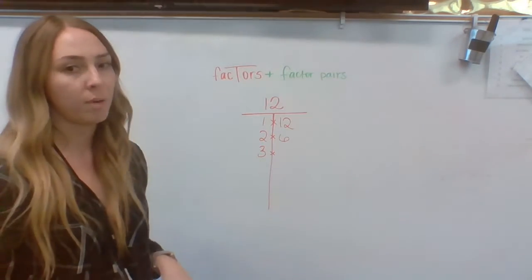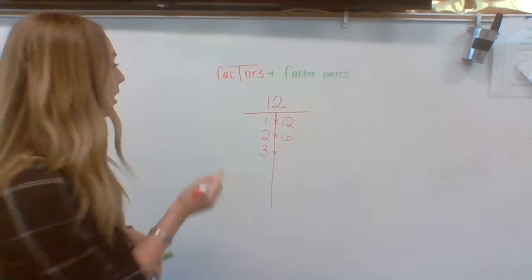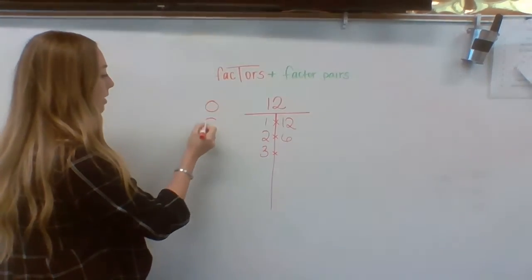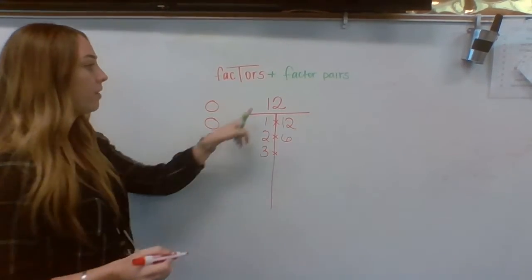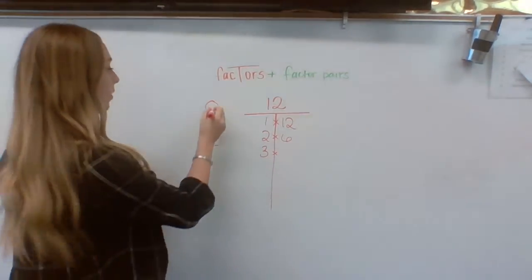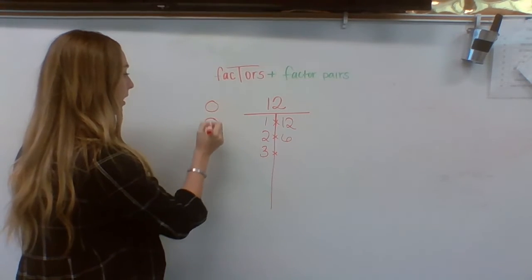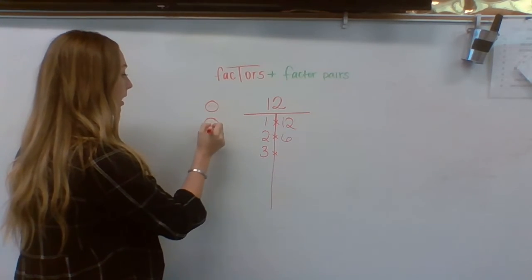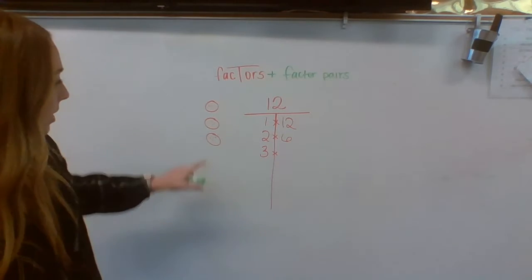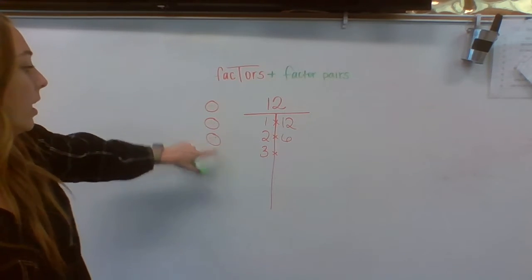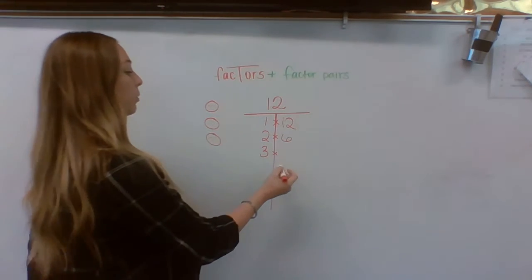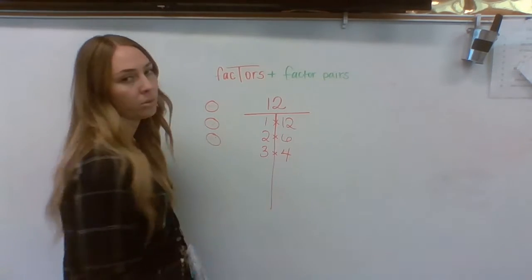So let's say I don't have my math facts memorized. Here's what I can do. I can draw 3 dots and try to fit 12 in there evenly. 1, 2, 3, 4, 5, 6, 7, 8, 9, 10, 11, 12. It does go in evenly. I have 4 in each big circle. So 3 times 4 equals 12.